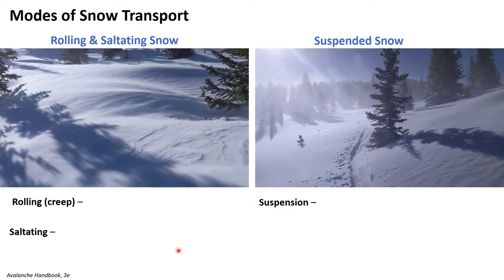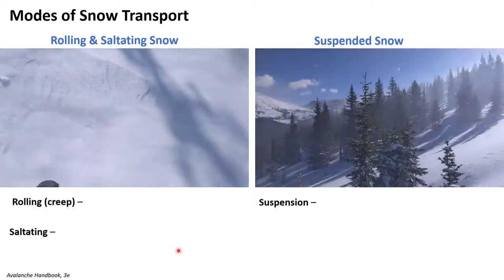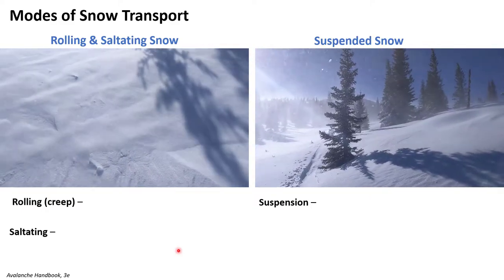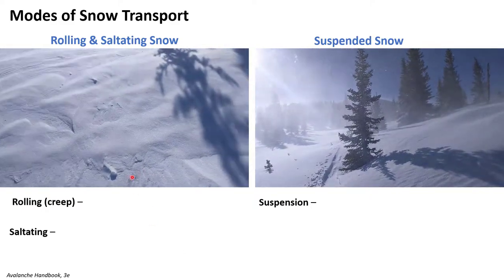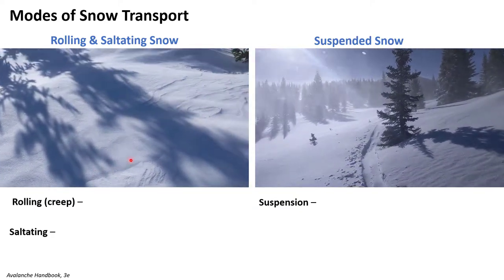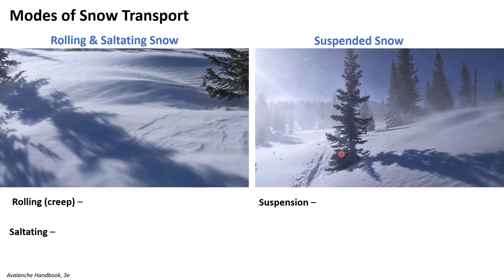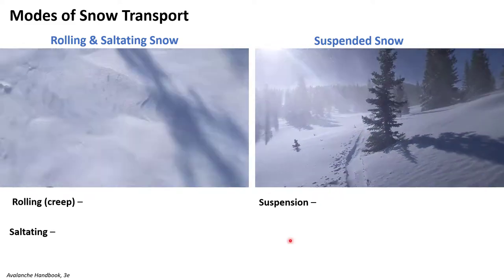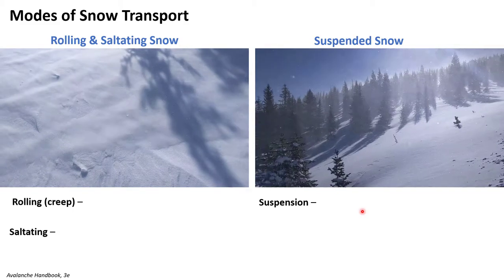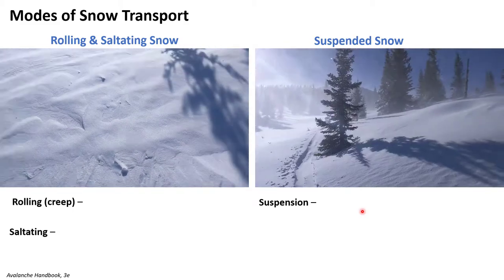These are both at the same location in the 10-mile range in Colorado. So you can see both evidence of rolling, creep, and saltation in the left video, and then you can see several meters off the ground snow that's blowing across the frame of the camera here. So what are some of the characteristics of each of these modes of transport?